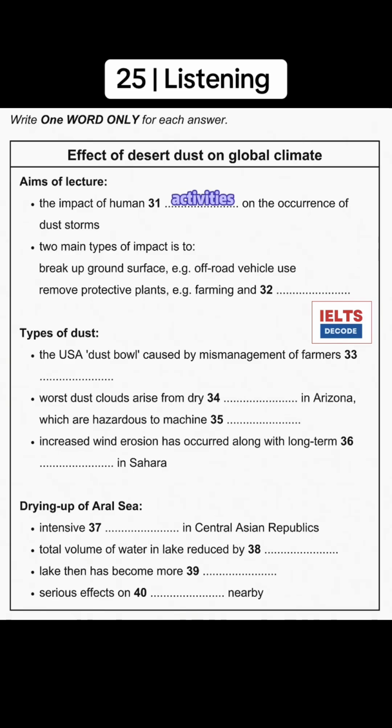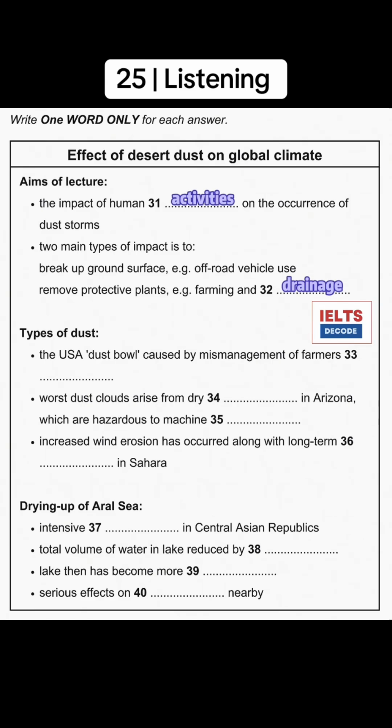So, what are these human activities? Well, there are two main types that affect the wind erosion process, and thus the frequency of dust storms. There are activities that break up naturally wind-resistant surfaces, such as off-road vehicle use and construction. And there are those that remove protective vegetation cover from soils, for example, mainly farming and drainage. In many cases, the two effects occur simultaneously, which adds to the problem. Let's look at some real examples and see what I'm talking about.